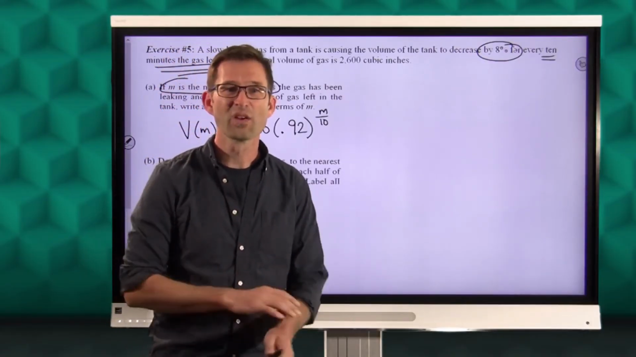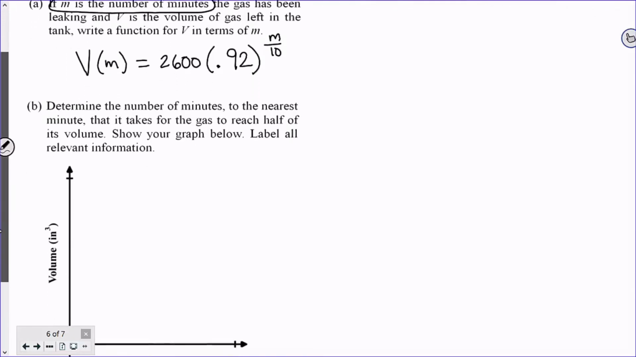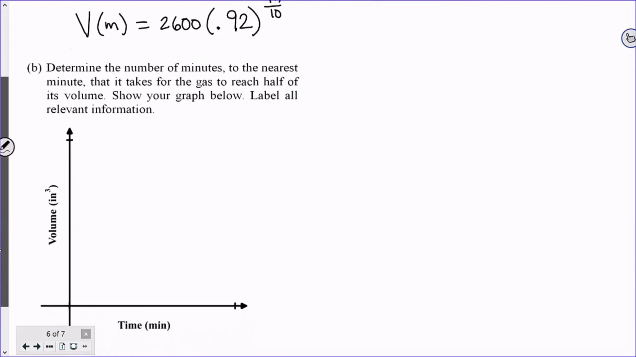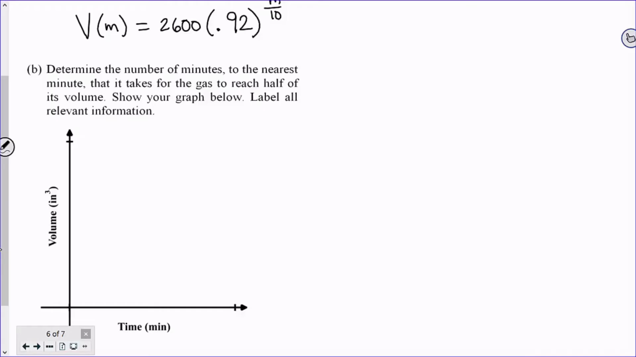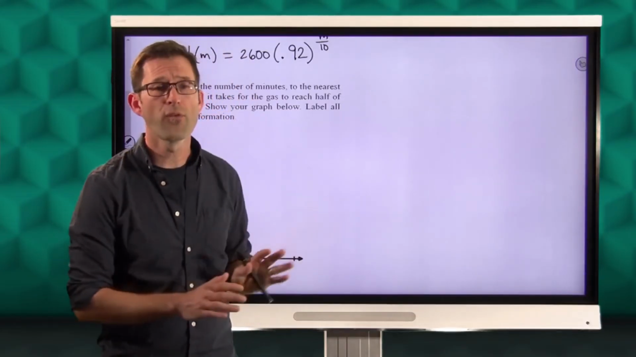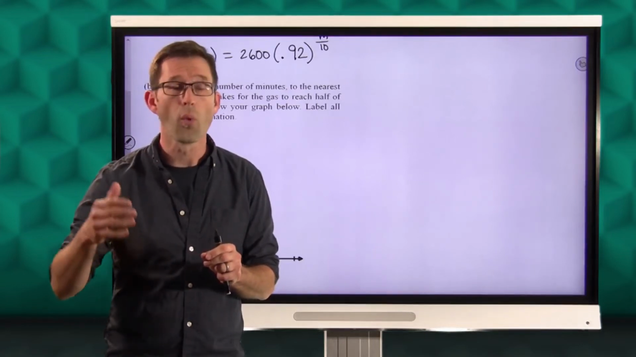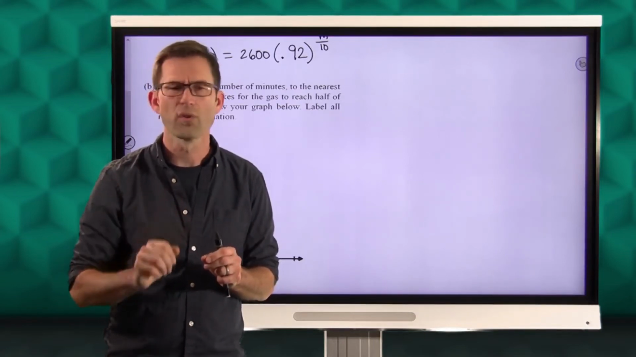All right, let's take a look at letter B. Determine the number of minutes to the nearest minute that it takes for the volume of the gas to reach half its volume. Show your graph below, label all relevant information. All right, now this is where we definitely need our calculator. We needed it before to do some of those ugly calculations like raising 2 to the 1/35th or 1/2 to the 1/35th.